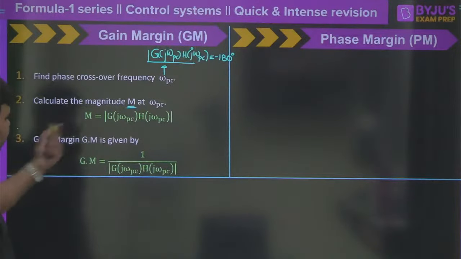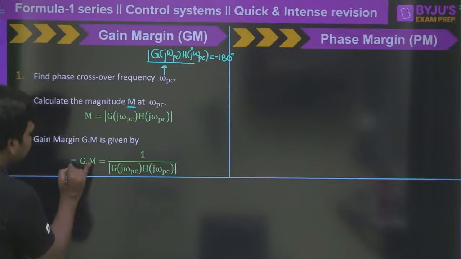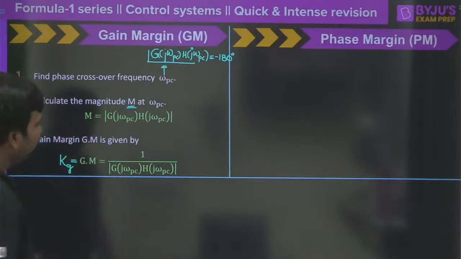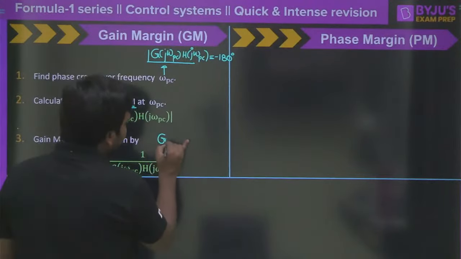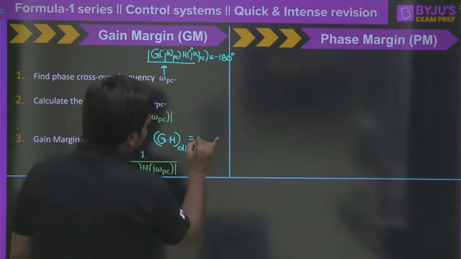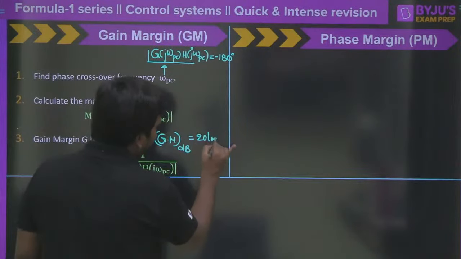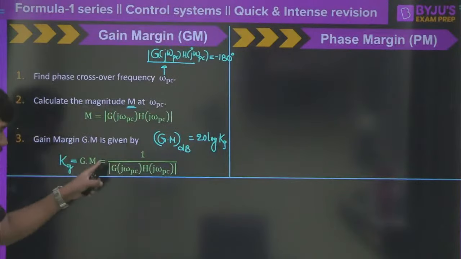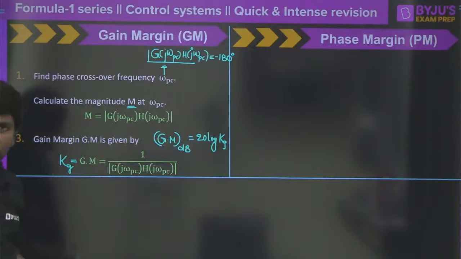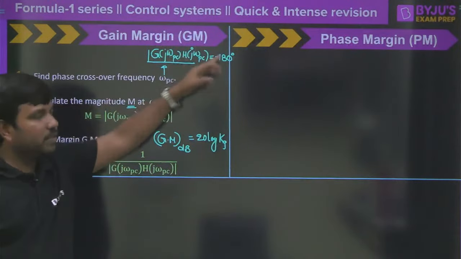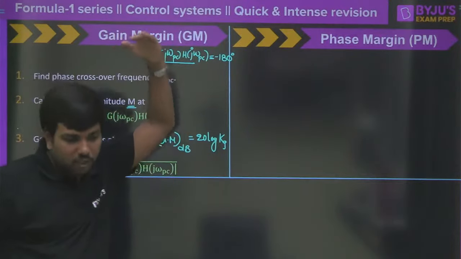Third is, take the inverse of that. That is called the gain margin. In fact, people call that Kg. Clear? And if you want the gain margin in dB, what is the value? 20 log of Kg. Simple. Because if you get Kg as the gain margin, the dB value is nothing but 20 log of Kg. So if you want the gain margin, first the phase should be at minus 180 degrees. That means the phase should be at the border.